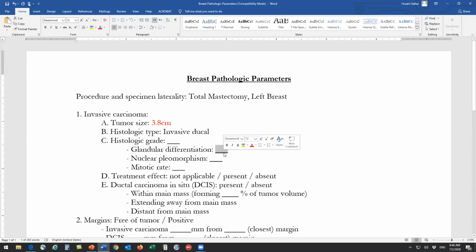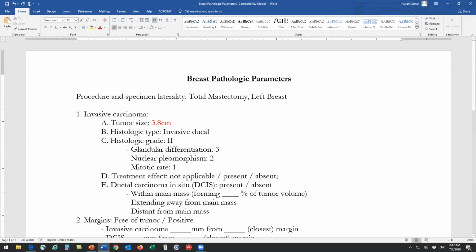So for example, let's say that the glands were a 3, the nuclei were a 2, and the mitotic rate was a 1. So 3 plus 2 plus 1 is 6, so that, remember, 6 to 7 is grade 2, and the way we write the grade here is in Roman numerals, so now we're going to call that a grade II, okay?